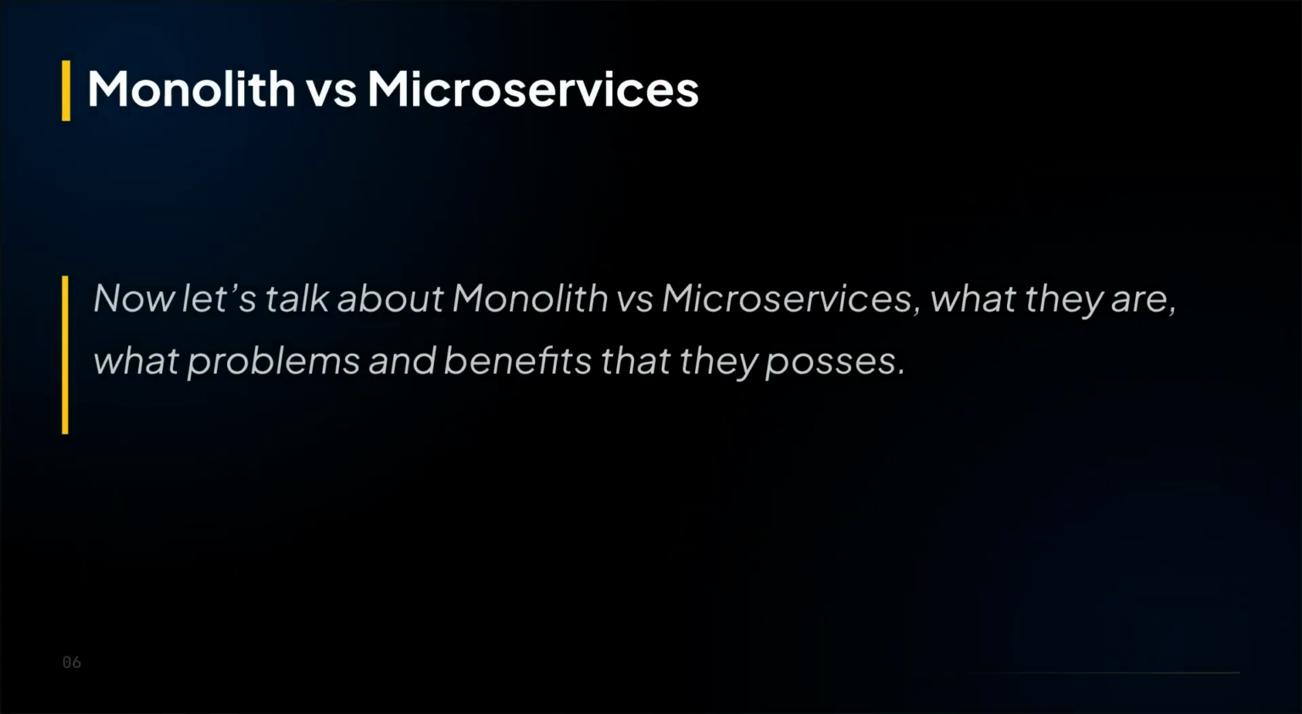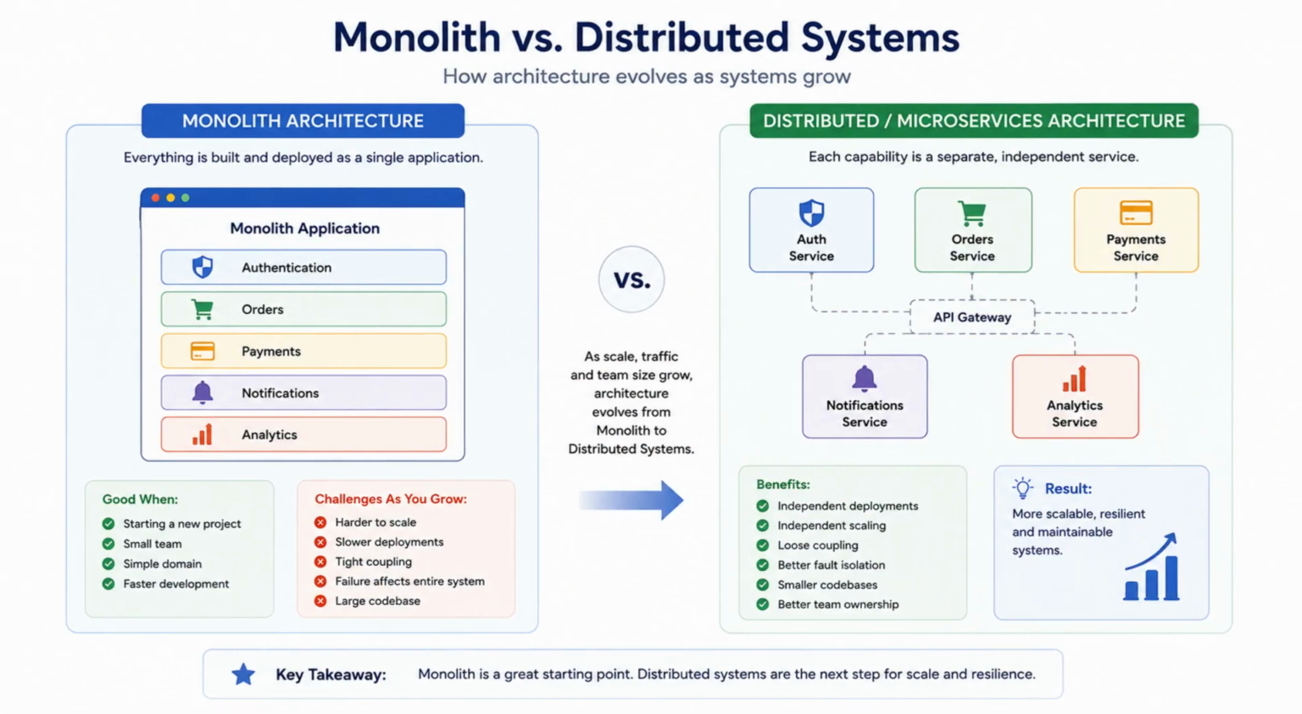Now, let's talk about monolith versus microservices. We will explore what they are and the problems and benefits each architecture possesses. Monolith architecture is a single application where everything is built and deployed together. Microservices, or distributed architecture, separate capabilities into independent services.